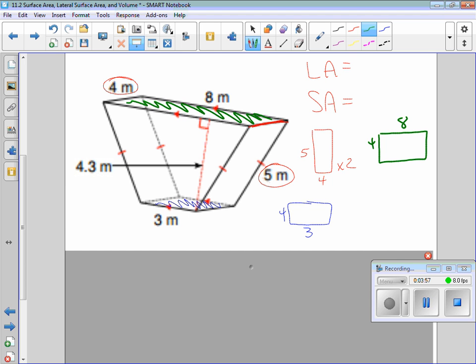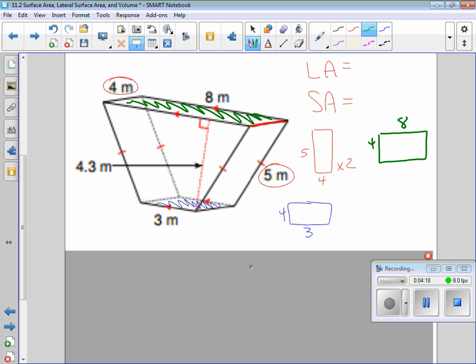Now, if you have trouble figuring out what those dimensions are from the figure, that's why you're in geometry. If you shy away from stopping the video and trying to figure that out, instead of just writing it down, try to figure it out, you will own that, and you will understand how to do this. Okay, so now it's just a matter of using the area formula to find those pieces.